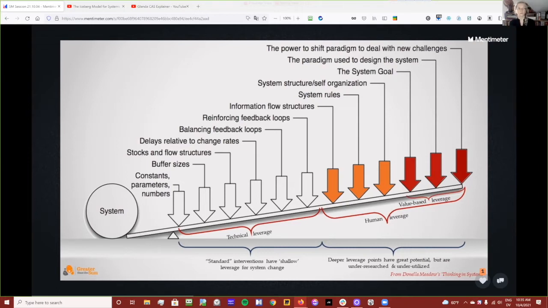For better or for worse, our worldviews are super impactful. So when people talk about system change, the easiest thing to take away is we need to shift how we think about this.